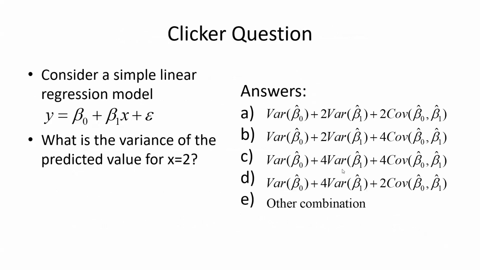So, which leads us to a clicker question for you. If we have this simple linear model with one x variable, what is the variance of the predicted value for x equals 2? You have 4 options here, and I will leave you to answer this. This is the end of this segment.